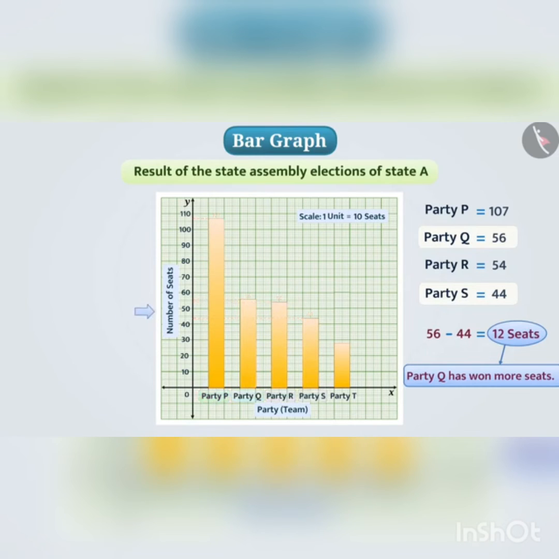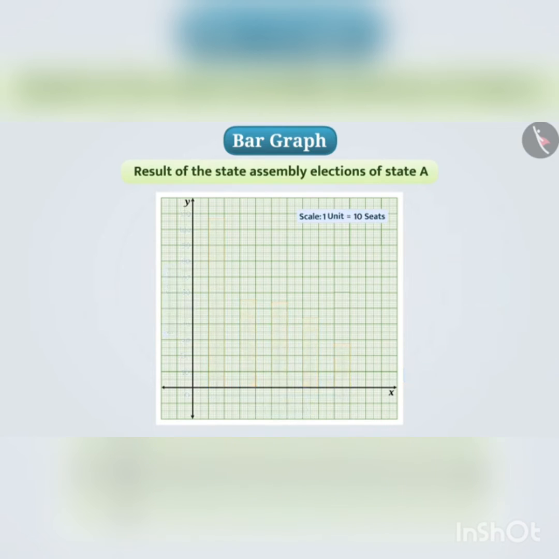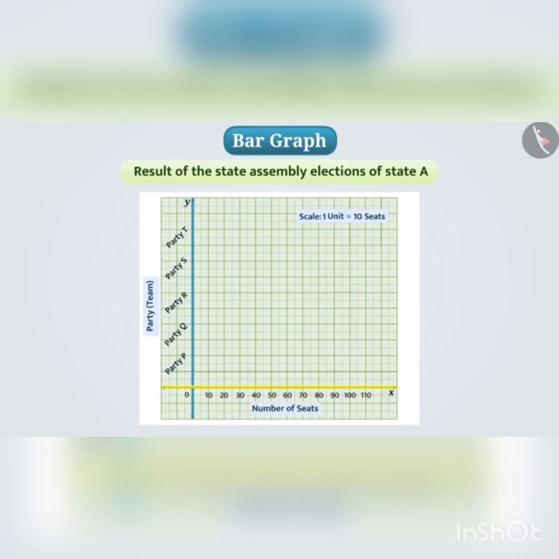Here we have shown a vertical bar graph. We can also represent it horizontally, wherein we show the parties on the y-axis and the number of seats on the x-axis. We call this bar graph the horizontal bar graph. Now, let us know how to draw a bar graph with the help of an example.